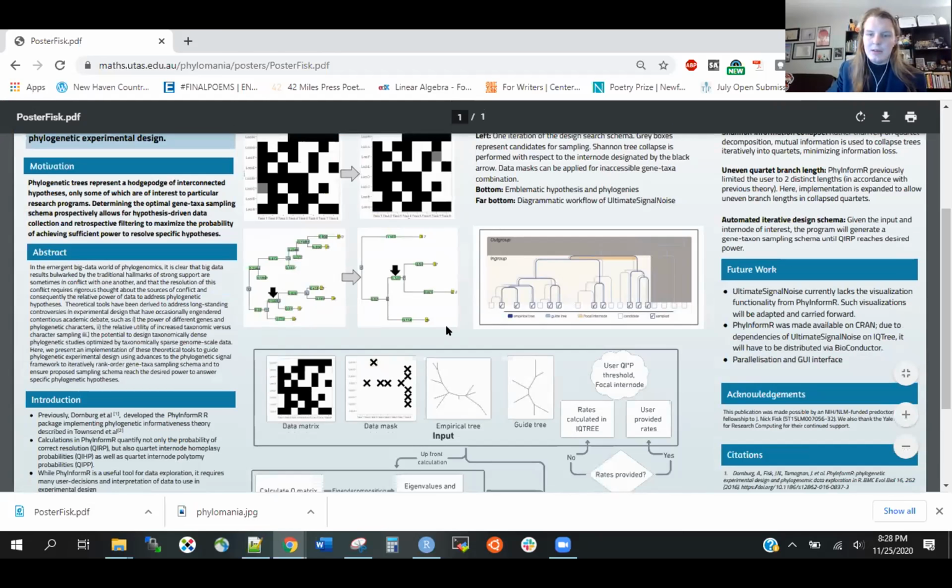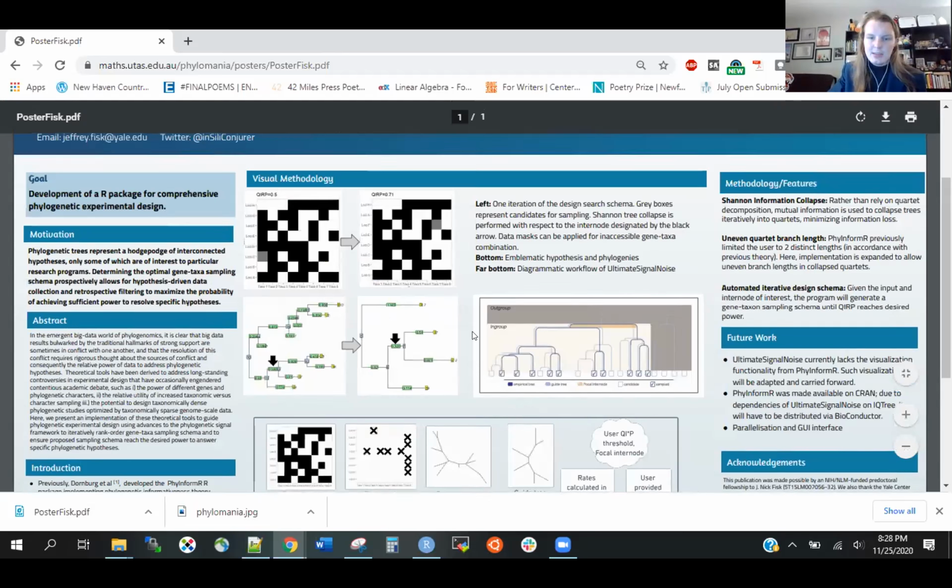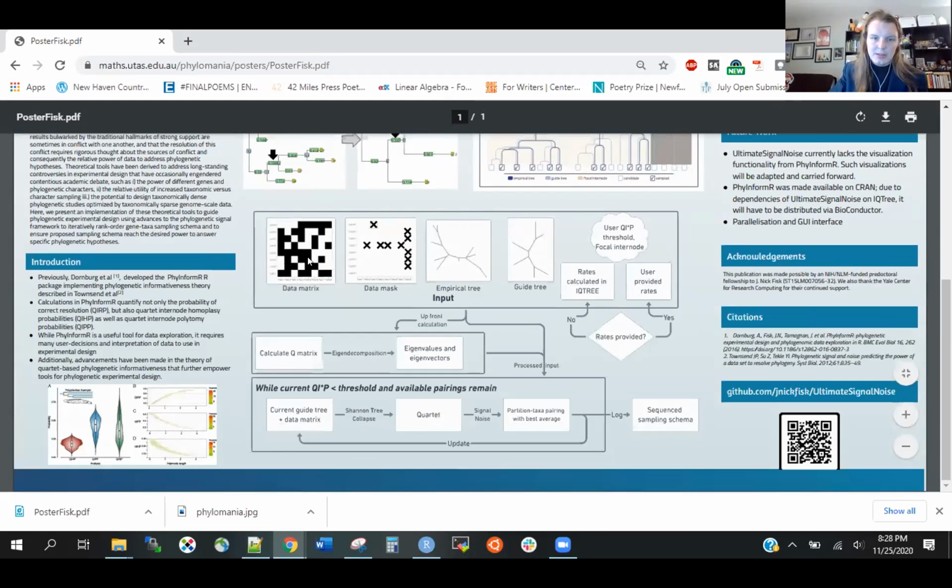But we wanted the ability for someone to basically put in a matrix of genes and taxa. We have a data matrix where these black boxes represent what you've already sampled, a data mask. These X's are things that are inaccessible, either because there are complications in the biology, or you can't just easily sample that organism's blood or something. Think about Galapagos species or something. And then you have two trees, a guide tree and an empirical tree.